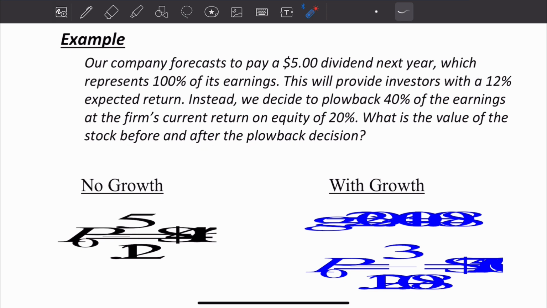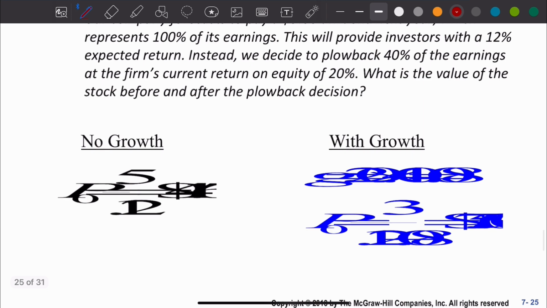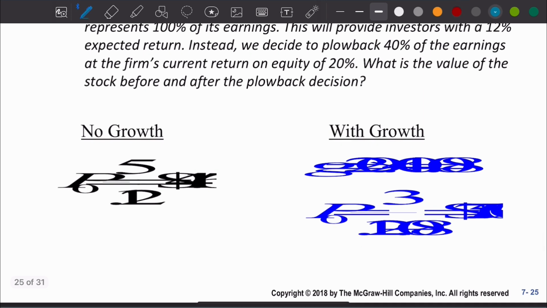Okay, so we have two scenarios here. One scenario where the company is going to pay out all of its earnings back to the investors. Okay, so we'll have no growth for the dividends. And the other scenario where we're going to change our policy and plow back 40% of our earnings and reinvest that back into the business. Okay, so first let's do the no growth scenario.